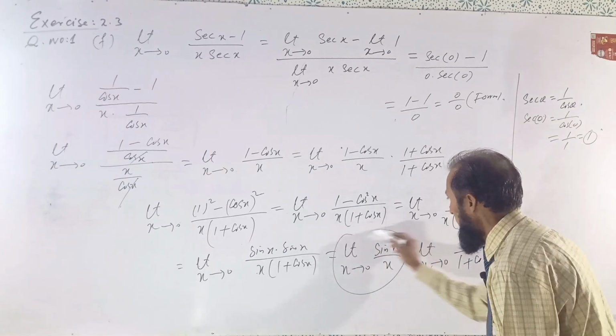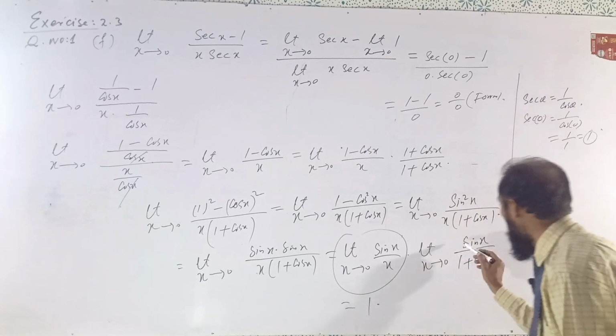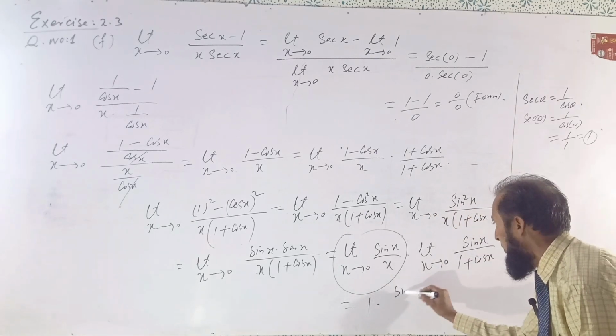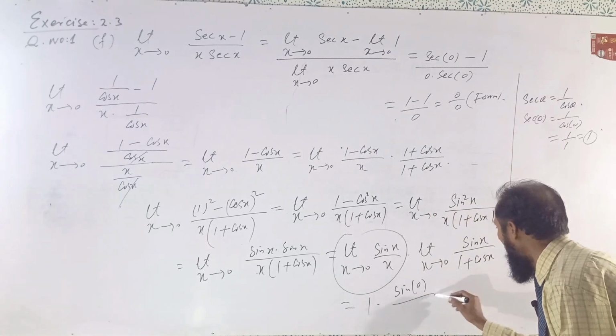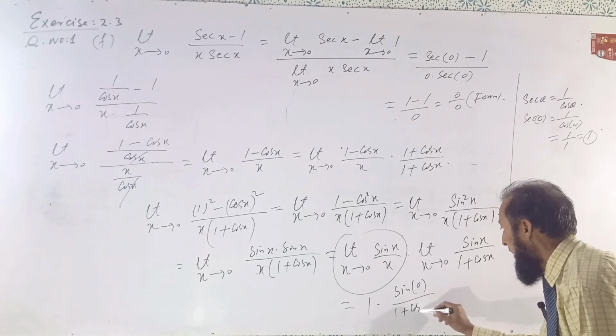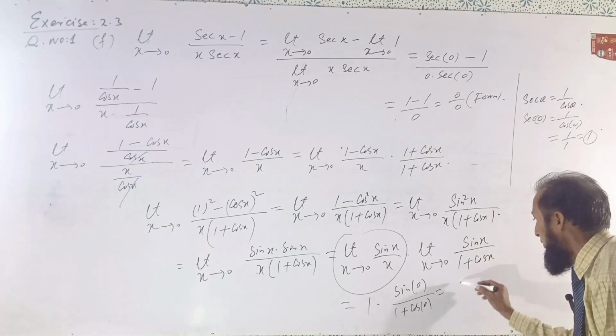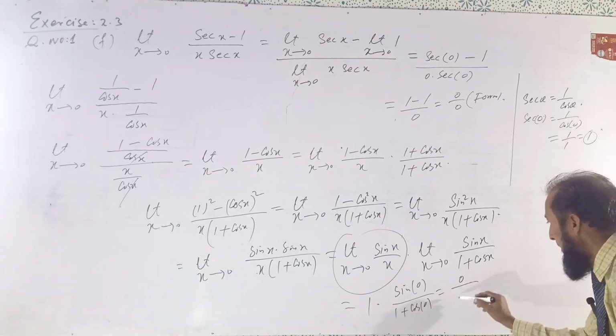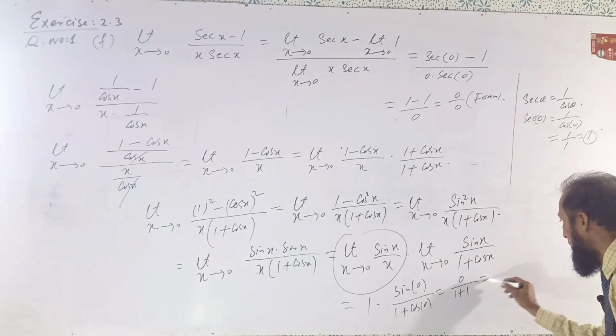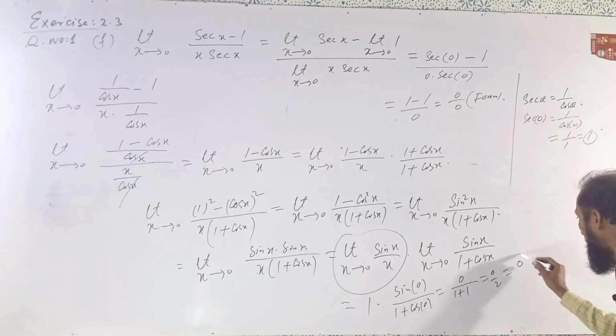Here this result is equal to 1, and here we put sin 0 and 1 plus cos 0. So sin 0 is equal to 0, and 1 plus cos 0 is equal to 2. So 0 divided by 2 is equal to 0.